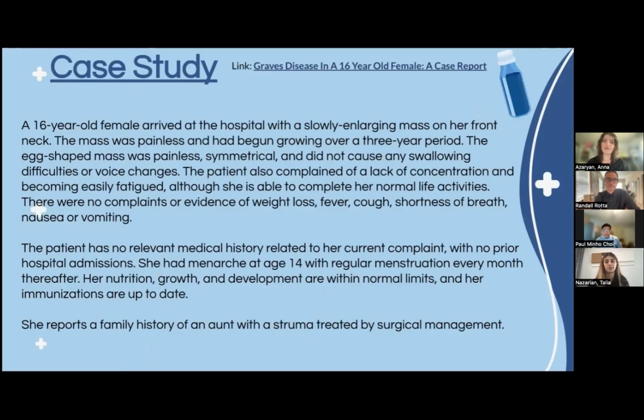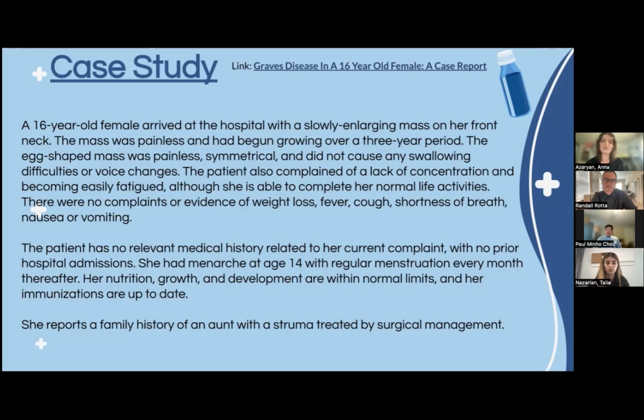So we have a 16-year-old female that arrived at the hospital with a slowly enlarging mass on her front neck. The mass was painless and had begun growing over a 3-year period. The egg-shaped mass was painless, symmetrical, and did not cause any swallowing difficulties or voice changes. The patient also complained of a lack of concentration and becoming easily fatigued, although she is able to complete her normal life activities. There were no complaints or evidence of any weight loss, fever, cough, shortness of breath, or nausea and vomiting. The patient has no relevant medical history related to her current condition, with no prior hospital admissions as well.